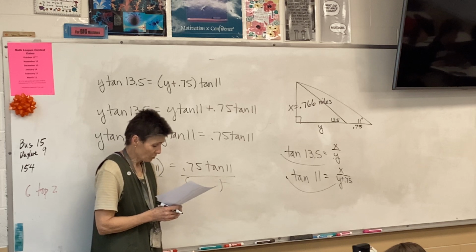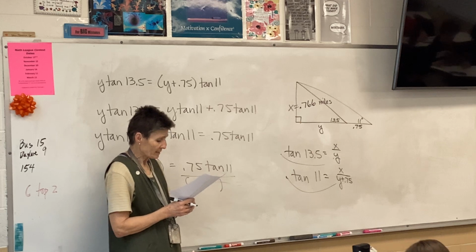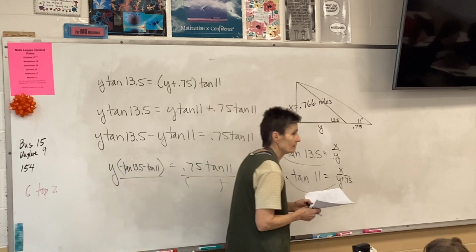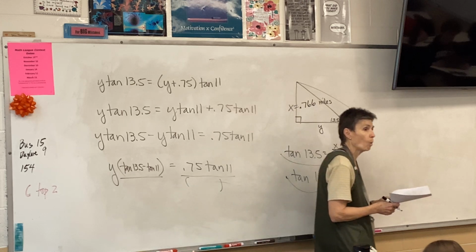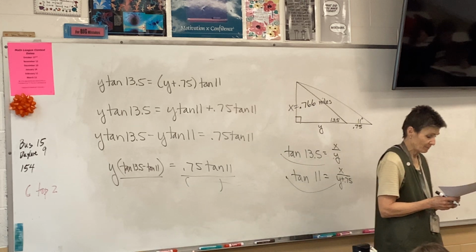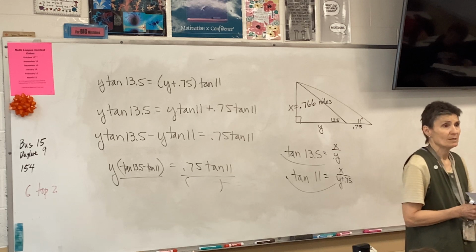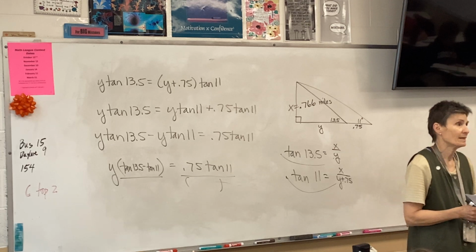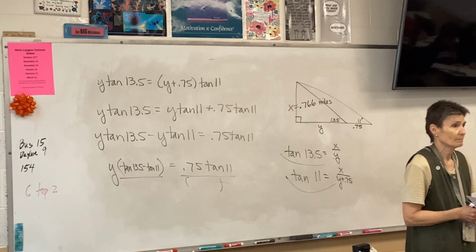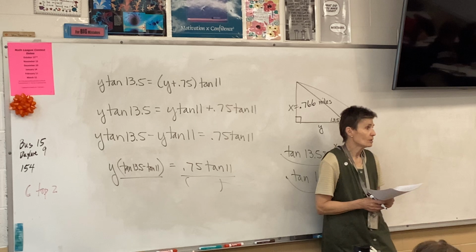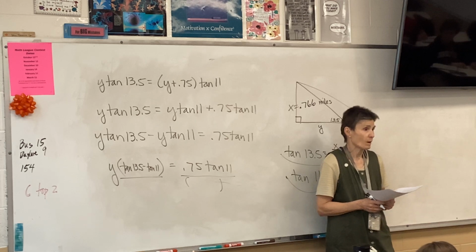In which quadrant is an angle whose sine is negative, so that means y is negative, and whose cosine is positive? So where is y negative and x positive? Quadrant 4. It's real easy. Cosine is x, sine is y.